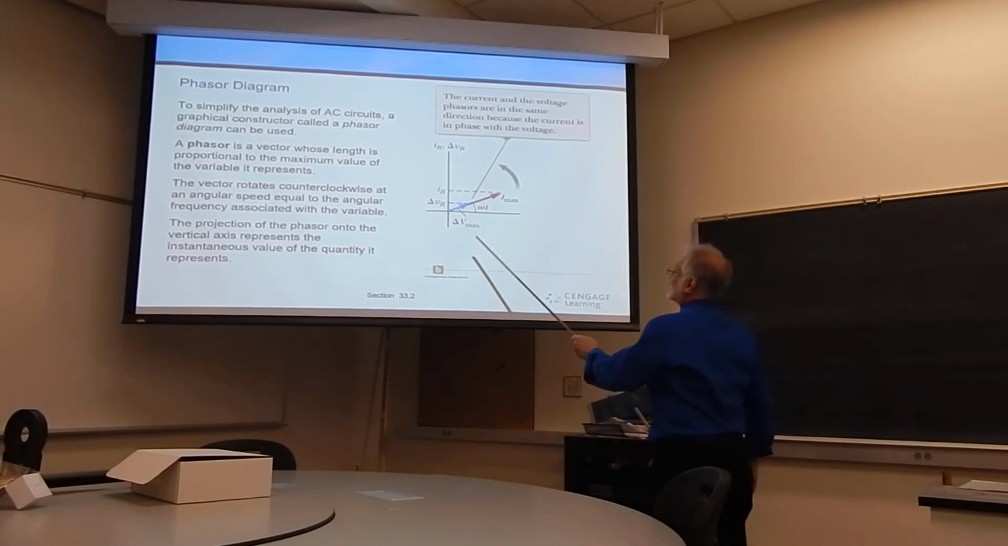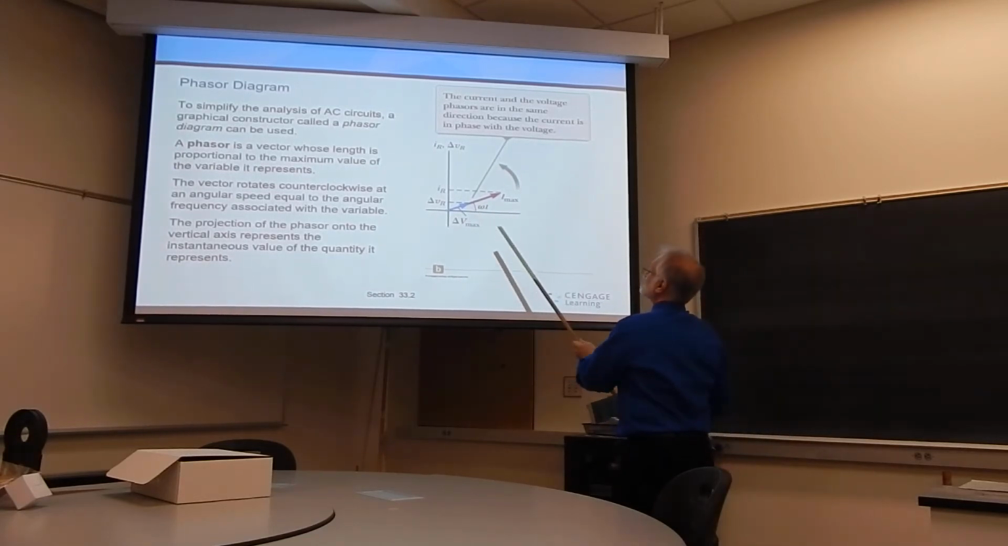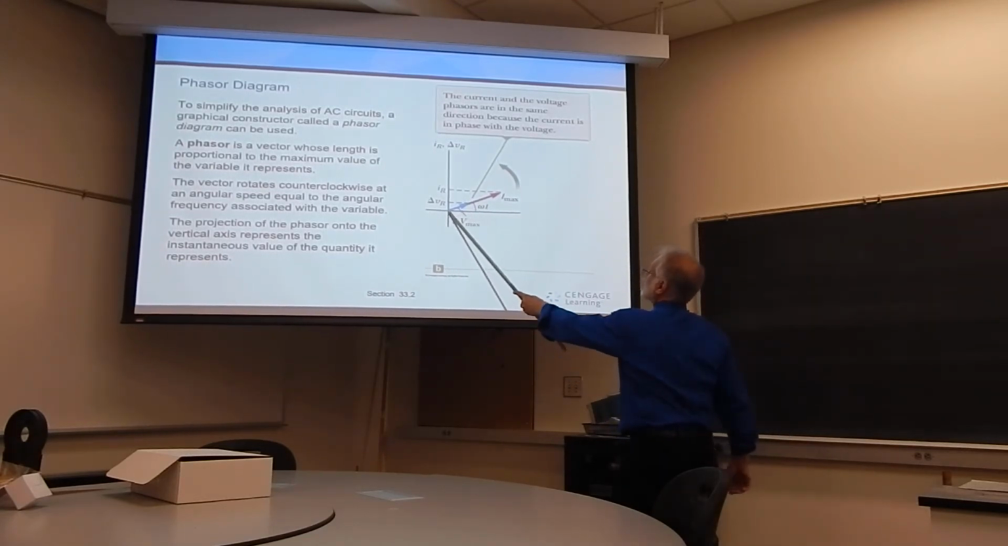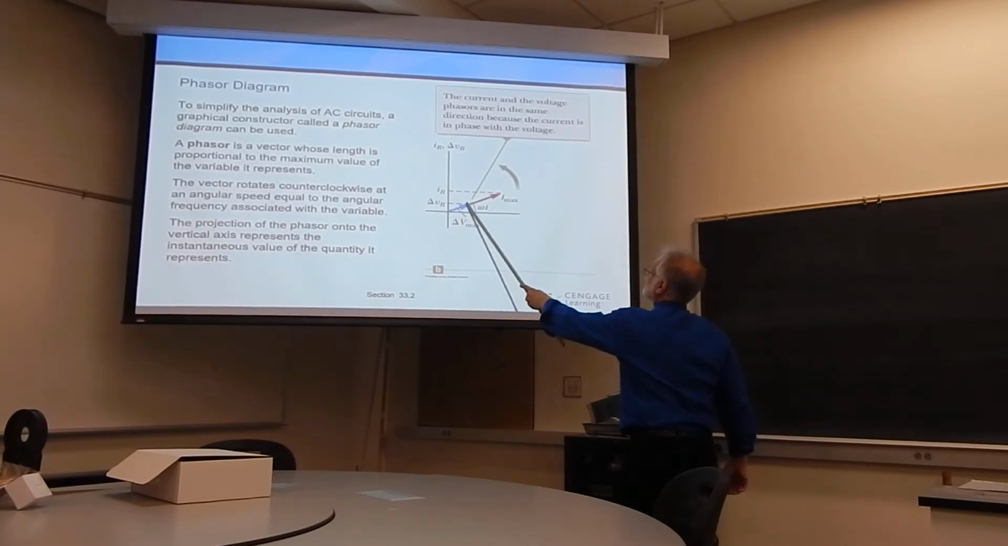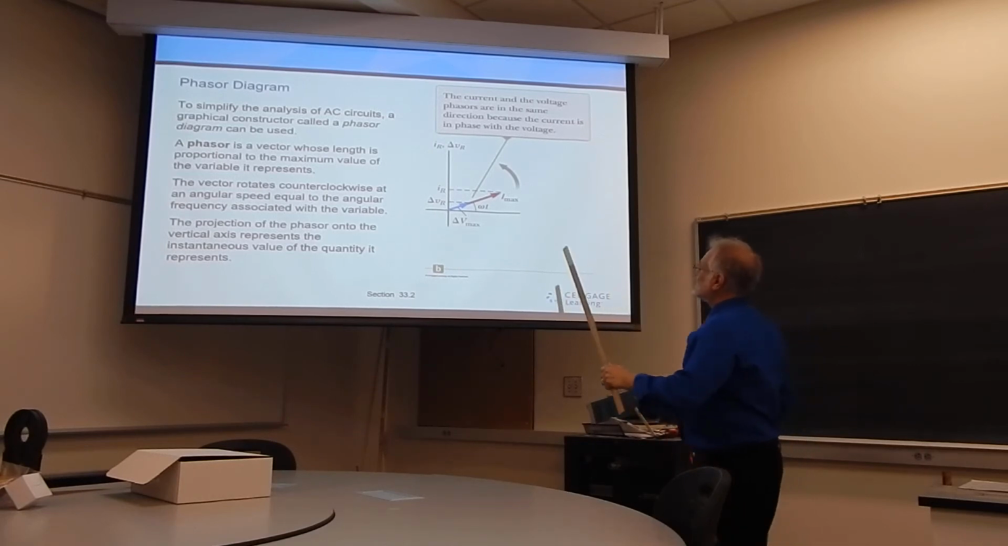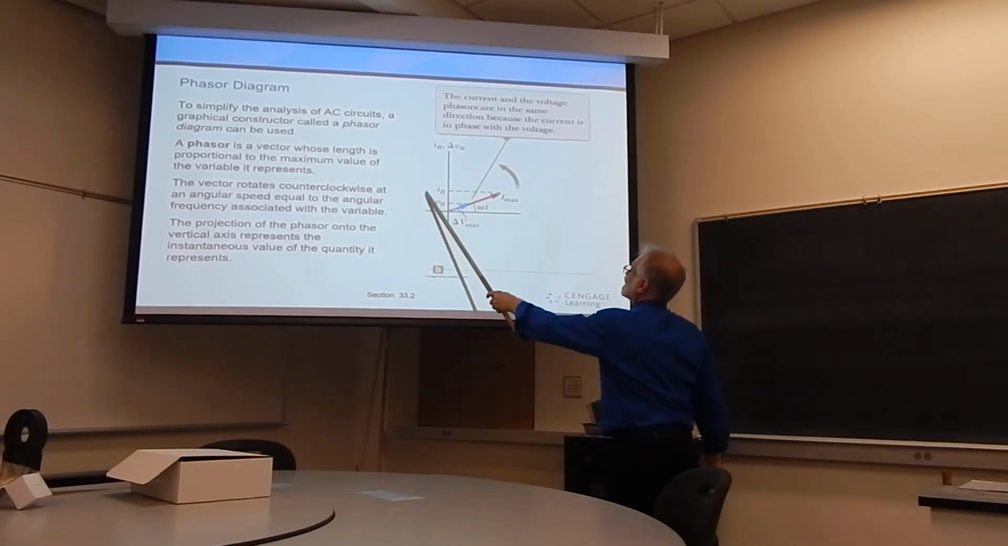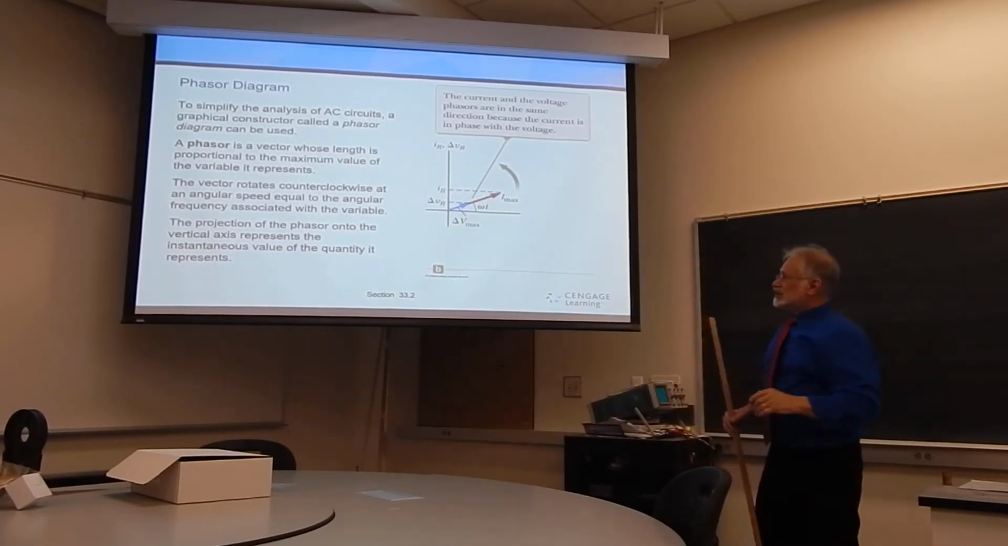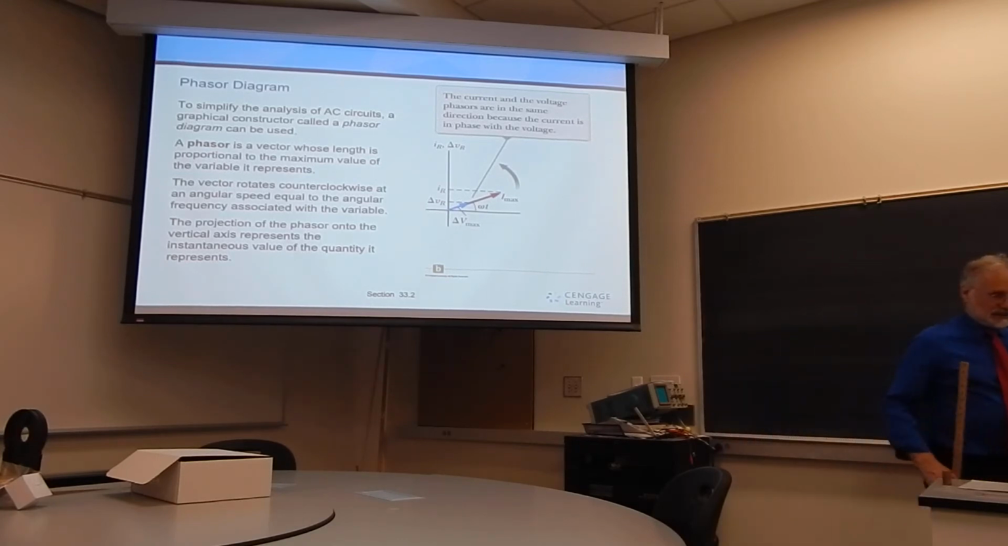Notice that in the case of a circuit with just a resistor, the current and voltage are both pointing in the same direction. One may be larger than the other, but they continue to stay in lockstep as the frequency changes.